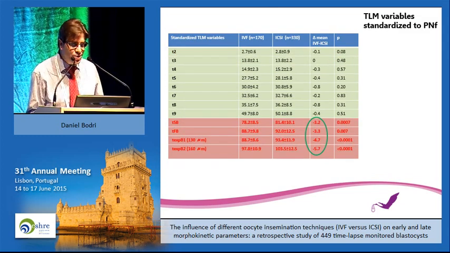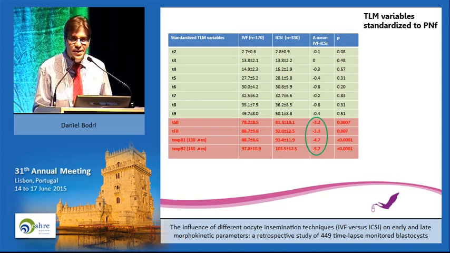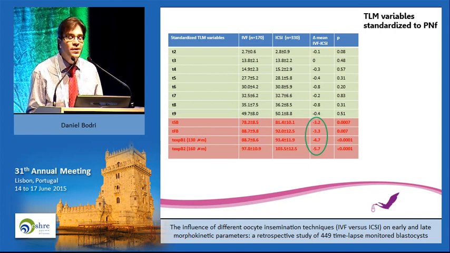After standardization to a common time point of prenuclear fading, that is choosing the time of prenuclear fading as a starting point for all static morphokinetic variables, the previously mentioned differences have completely disappeared during cleavage stages, but those at the blastocyst stage have become even more pronounced. The average in means progressively increased from minus 3.2 to minus 5.7 hours.